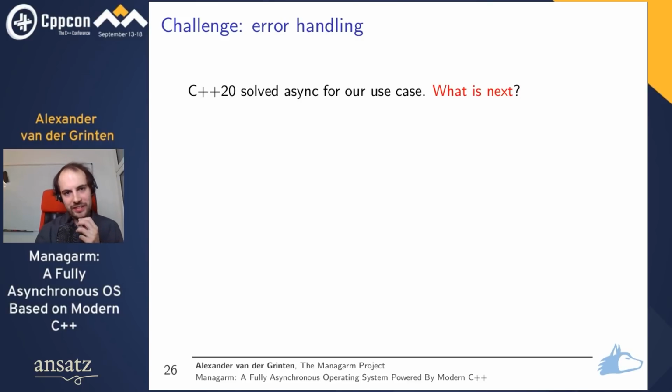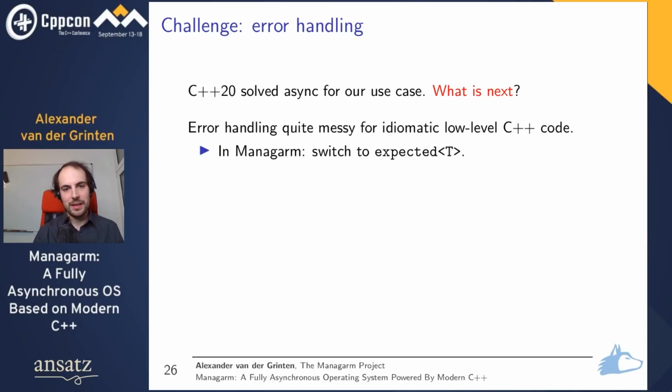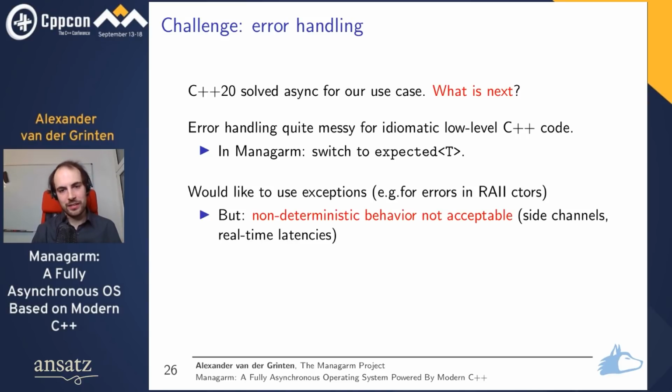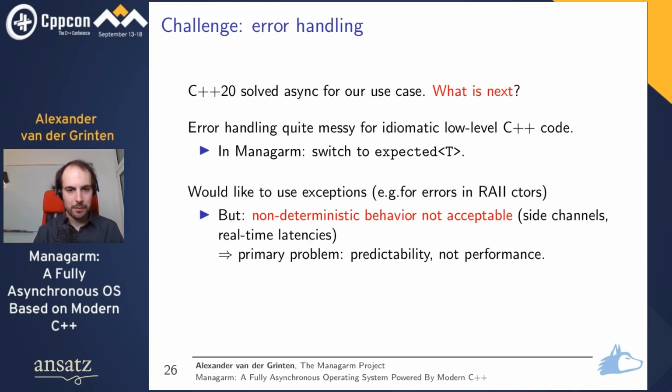Another pain point is error handling. Well, C++ solved our async problems, but it didn't really solve our error handling problems. We would like to use exceptions, but that's not really possible. We're using an expected T class, or at least we want to use it, and we're switching to it from the current handling code. We cannot use exceptions because exceptions are non-deterministic, and that has a lot of problems if you look at side channels or real-time latencies and drivers. We cannot afford that the slow path is so much slower than the other path. So performance is not the problem, predictability is really the problem why we cannot use exceptions.